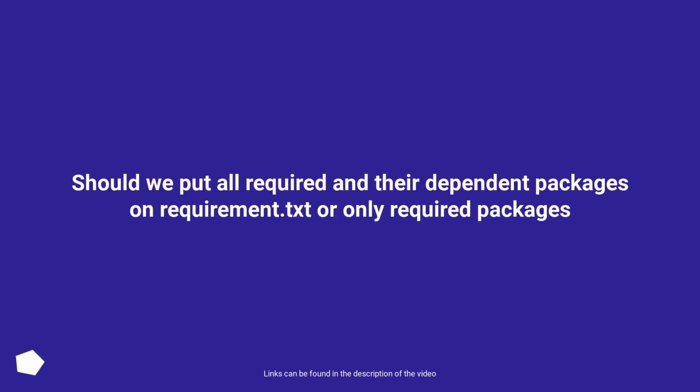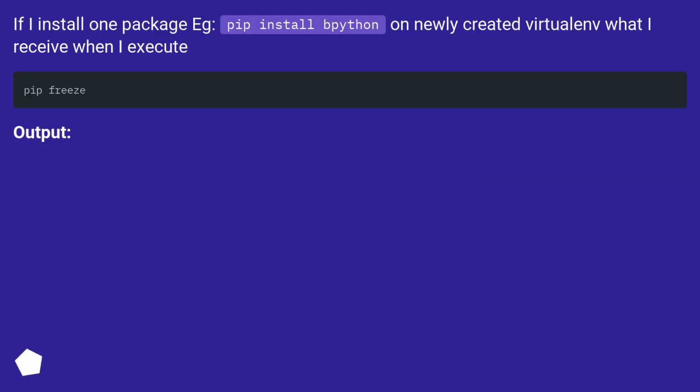Should we put all required and their dependent packages on requirement.txt or only required packages? If I install one package, e.g., pip install Python on a newly created virtual environment, and what I receive when I execute pip freeze is the output.